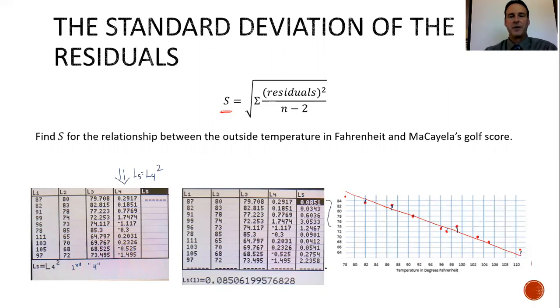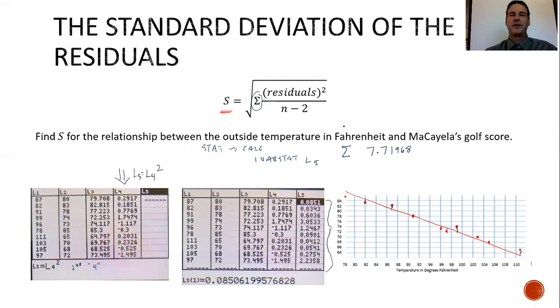And what we're going to do is add these up, because that's what this symbol means here. It's your summation sign, so we'll add everything up in L5. We do so by pressing stat, going over to calc, and remember it's 1-Var Stats, L5. Then we look for this symbol, and that symbol gives me a value of 7.71968.